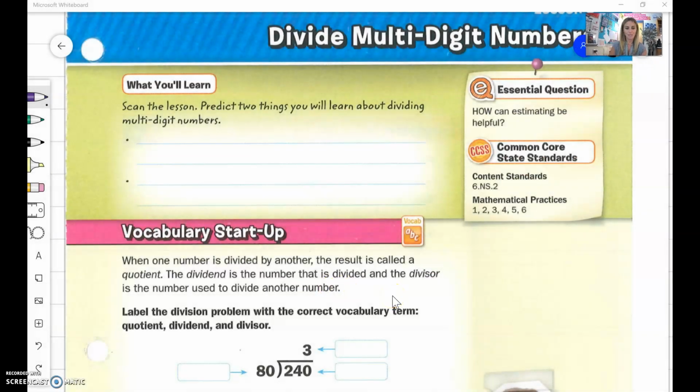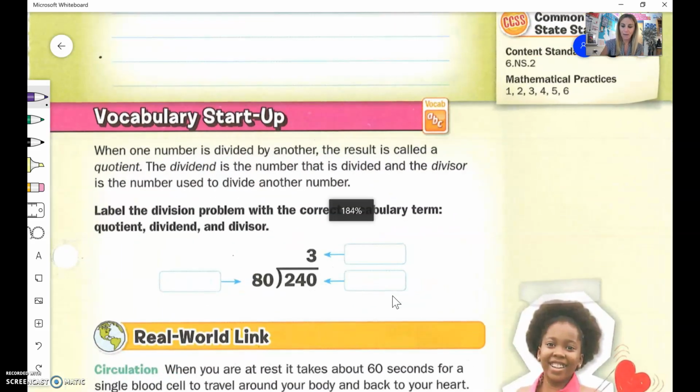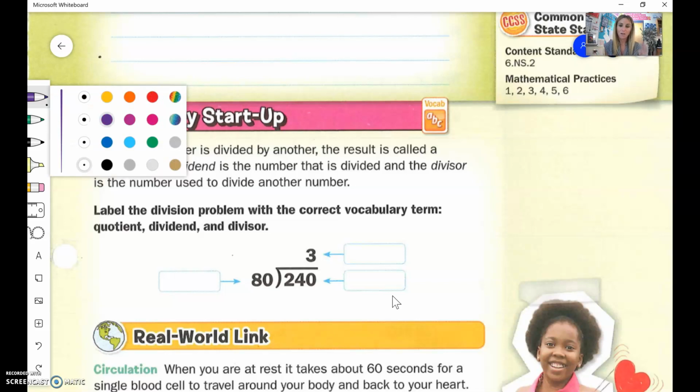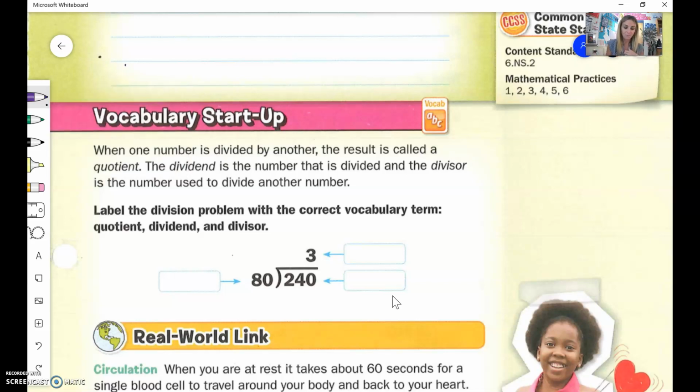All right, so here's what's going to happen. We're going to take a look at page 215, and we're going to talk some basic vocabulary when it comes to division, the important vocabulary that we need to know. There are three very important words that we need to know, and it is divisor, dividend, and quotient. We're going to walk through all of those together, and we're going to label them on this graph right here.